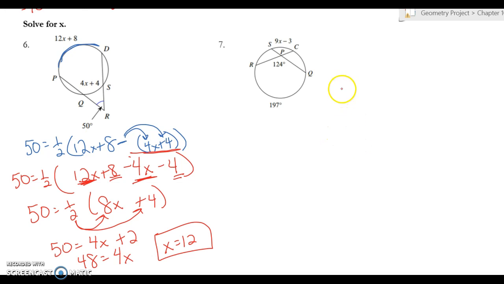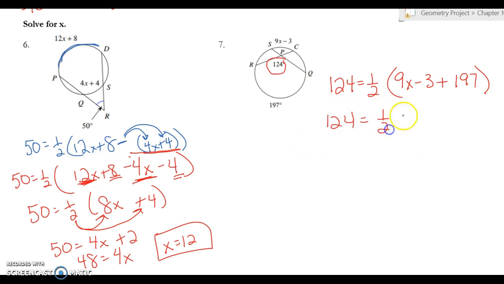Okay, so you should have said my angle equals half. Well, 124 is my angle. Angle equals half. Now, I'm either adding, subtracting, or it's just half. Well, this is on the inside, so I'm going to add them. So I'm going to add the 9x minus 3 and the 197. So I get 124 is equal to 1/2 of 9x plus 194.